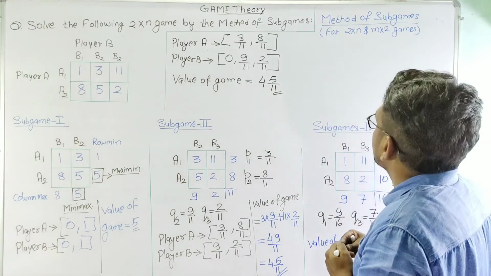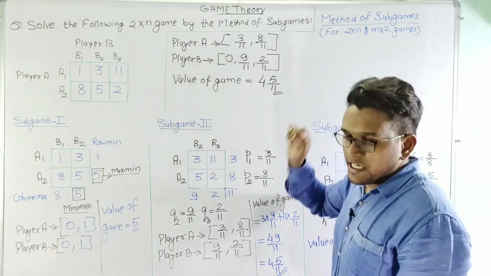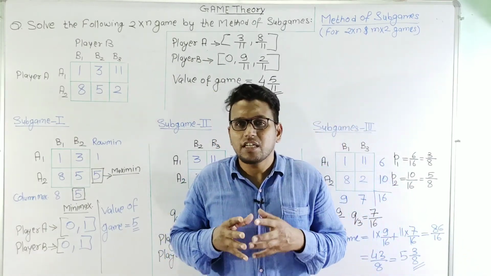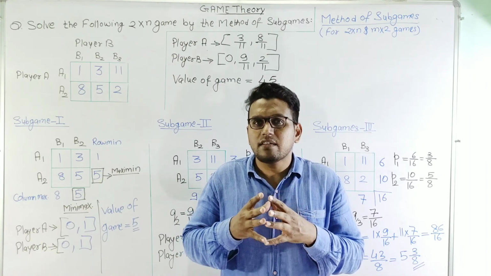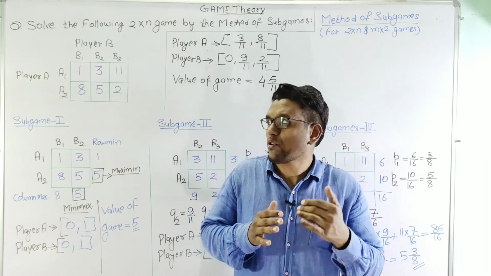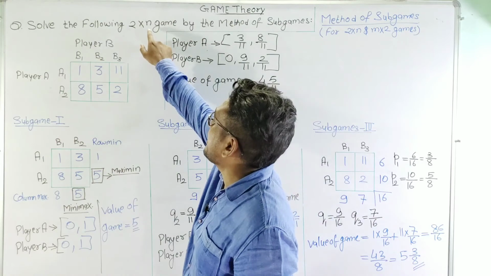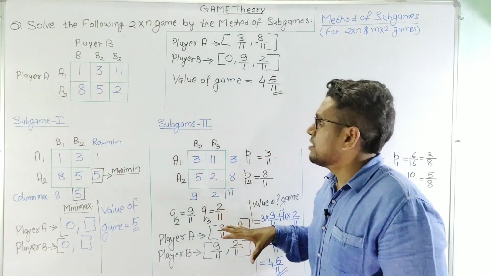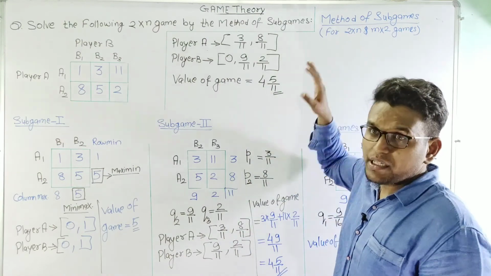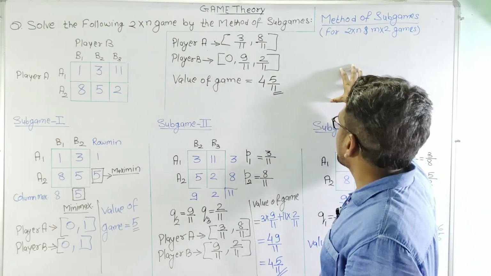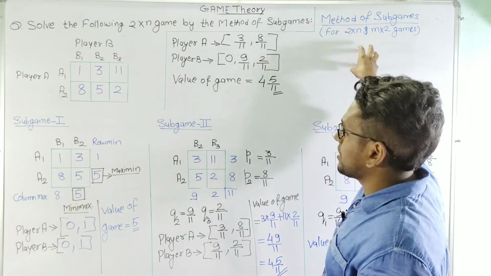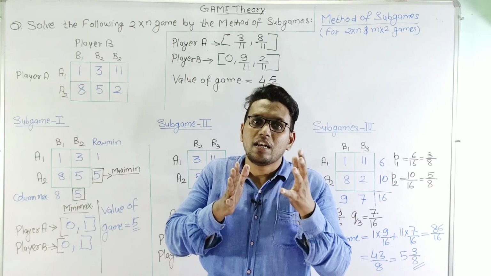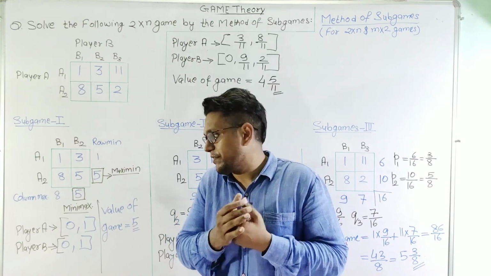Okay, so this is our solution, and here we need to remember that we have a limitation in the method of sub games as the number of rows or columns increases. That means as the value of n or m increases, the calculation through the method of sub games becomes very lengthy. So what we will do is we will try to use the method of sub games for the value of n or m being less than 4 or 5.